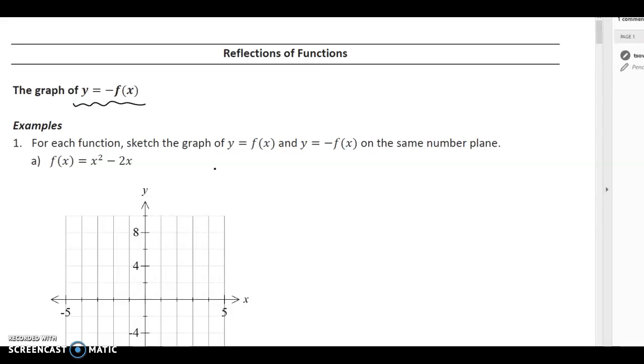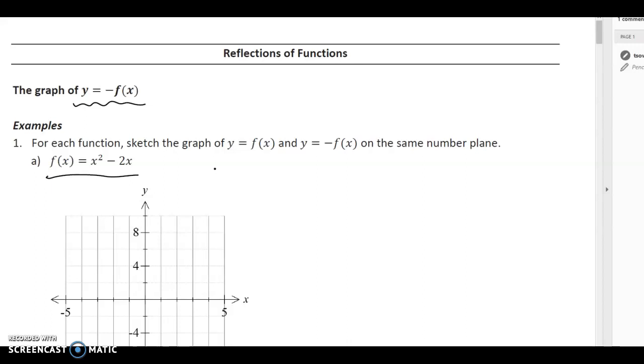So let's look at question 1. For each function, sketch the graph of y equals f of x and y equals minus f of x on the same number plane. Thinking about this function here, this function is x squared minus 2x. Now that's a parabola that's concave up.